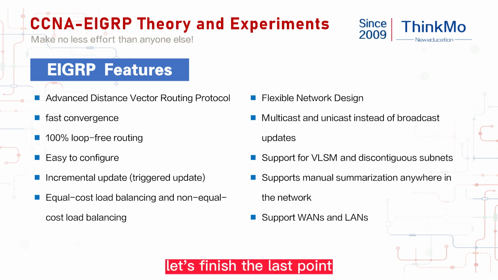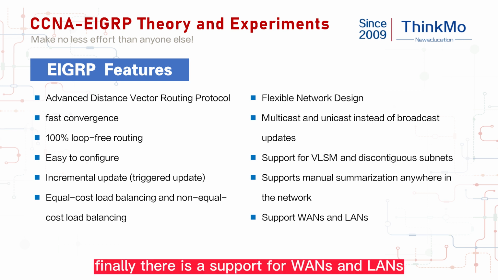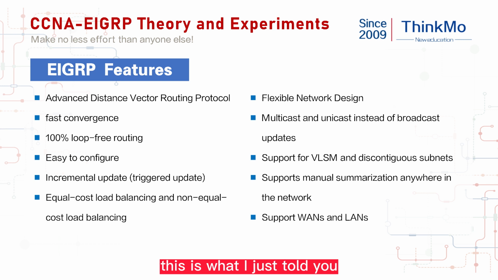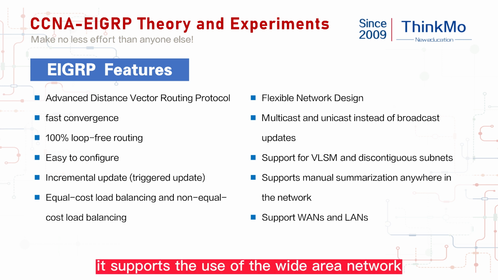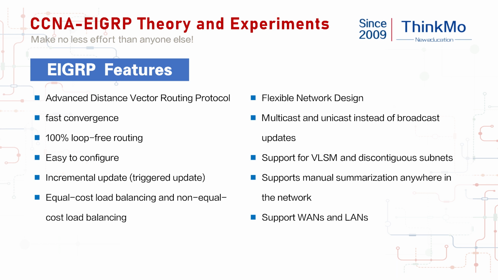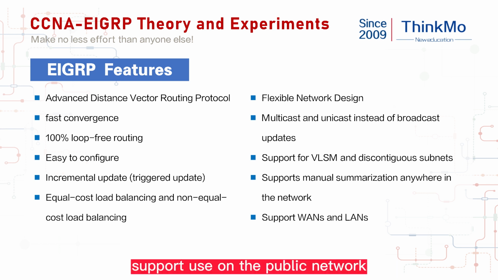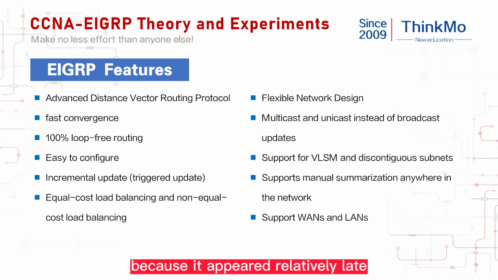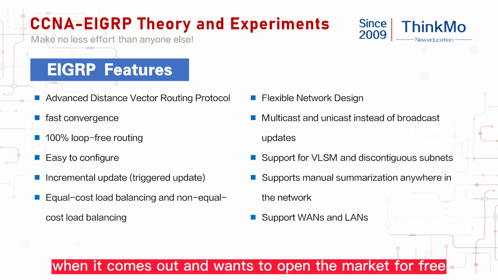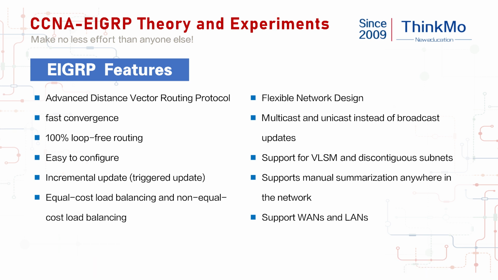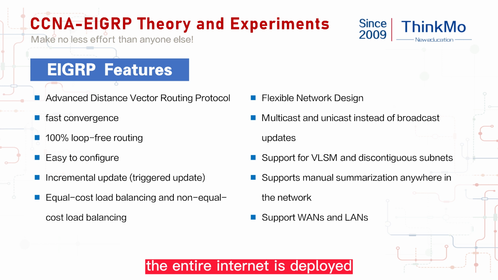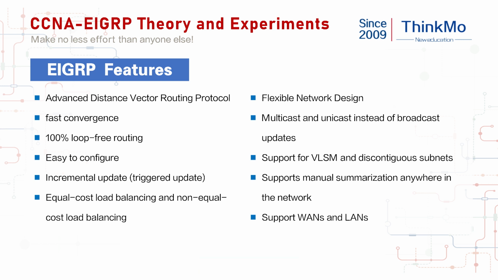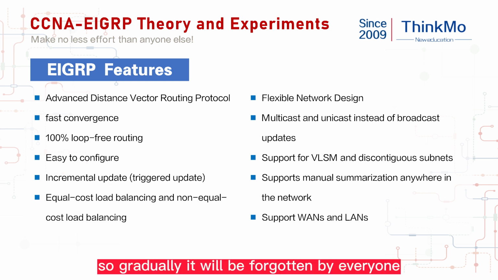Okay. Let's finish the last point. Finally, there is a support for WANs and LANs. This is what I just told you. When EIGRP first came out, it supports the use of the wide area network, that is, support use on the public network. Why not now? Because it appeared relatively late. When it comes out and wants to open the market for free, the entire internet is deployed. And it charges. So gradually it will be forgotten by everyone.